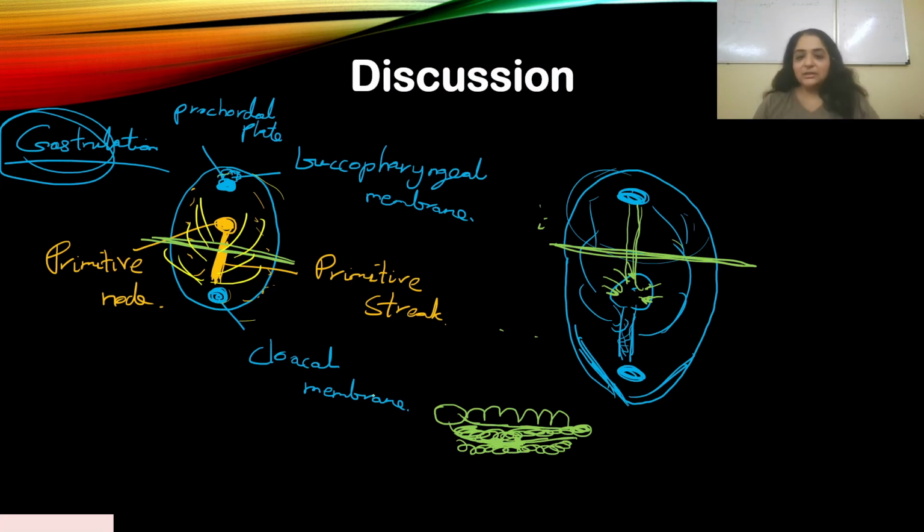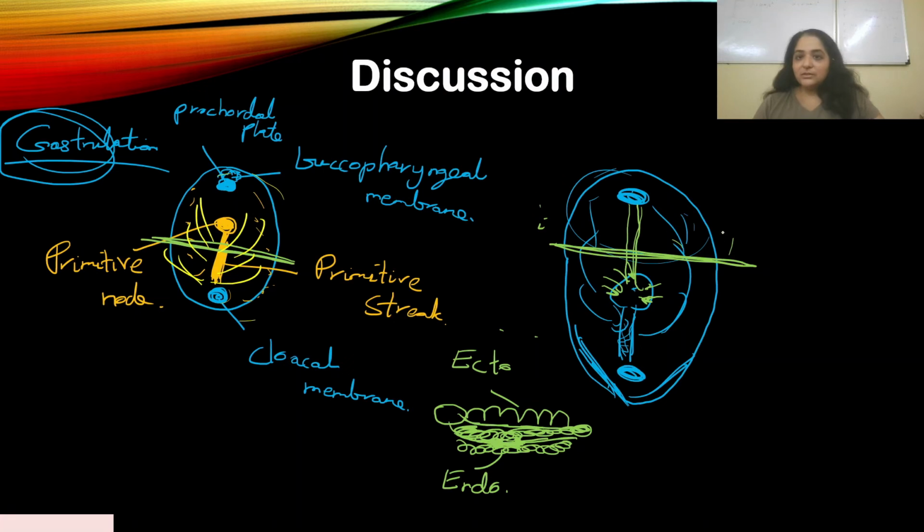But realize one thing here, that there is no mesoderm. You have an ectoderm here, you have an endoderm, but there is no mesoderm. So which places in this embryonic disc don't have a mesoderm? The procaudal plate doesn't have a mesoderm.